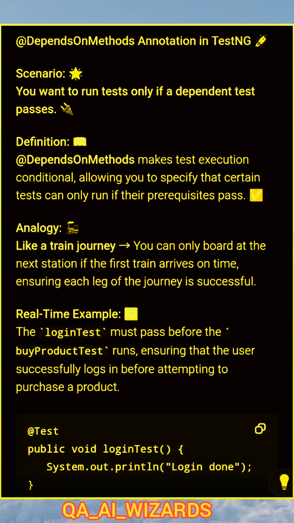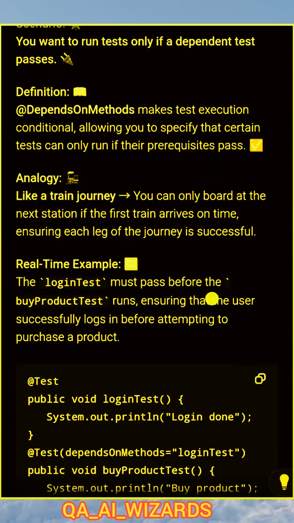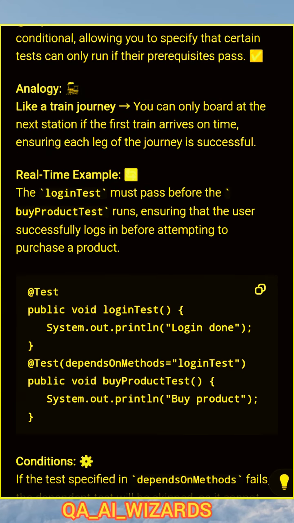Analogy: it is like a train journey. You can only board at the next station if the first train arrives on time, ensuring each leg of the journey is successful. Real-time example: the login test must pass before the buy product test runs, ensuring that the user successfully logs in before attempting to purchase a product.